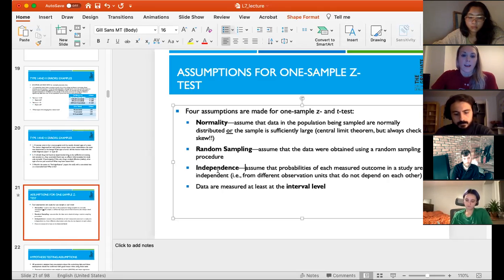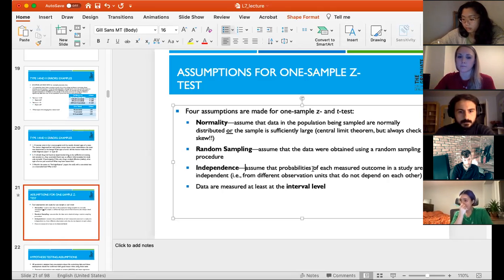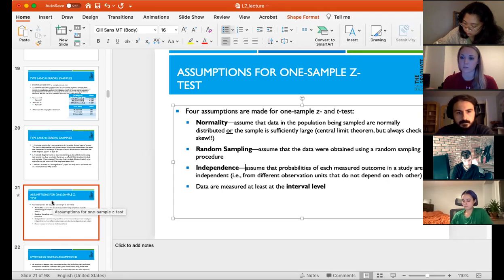And then finally, the data are measured at least at the interval level. Sometimes you'll see data on a Likert scale that aren't technically interval, or are more categorical, treated as interval. But for most of the things that you're measuring in Cogneuro, where you have reaction times, accuracy, response rates, things like that, you really don't have to worry. Your data is going to be at an interval level. This goes back to when we talked about nominal, ordinal, interval, ratio, all the different types of data.